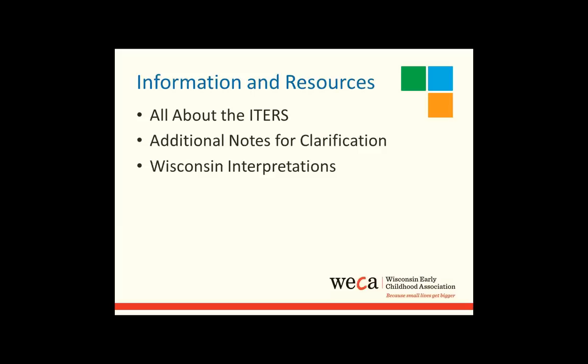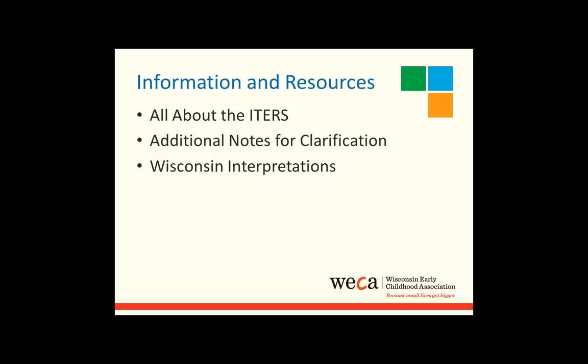So here is a list of some of the resources that we use when we score. When we complete the observation, while we are in the classroom, we take notes about what we observe and what we hear. When we go to score, we use the All About the ITERS book. We use the additional notes for clarification and any Wisconsin interpretations that apply to the item that we're scoring. The All About the ITERS, just like the All About the ECERS book, those books are available for purchase through Kaplan. I know we heard from somebody else that they can be purchased online through Amazon and maybe other places as well.